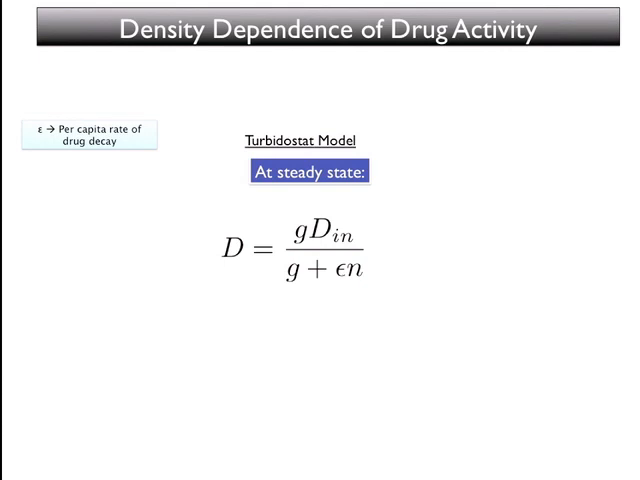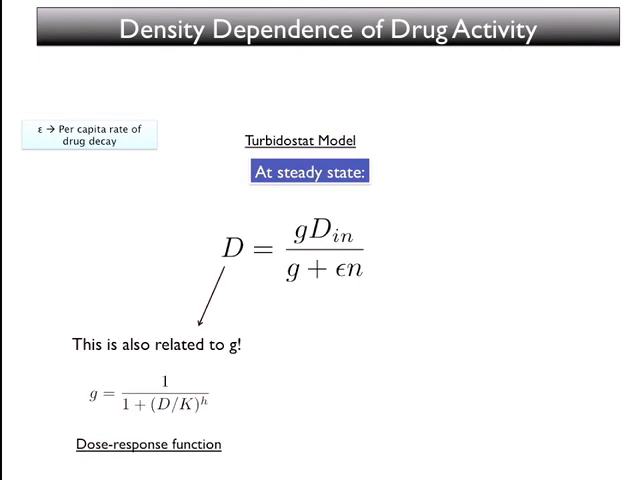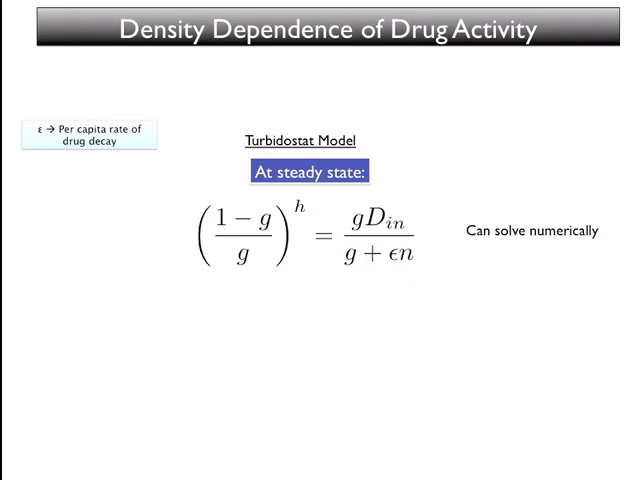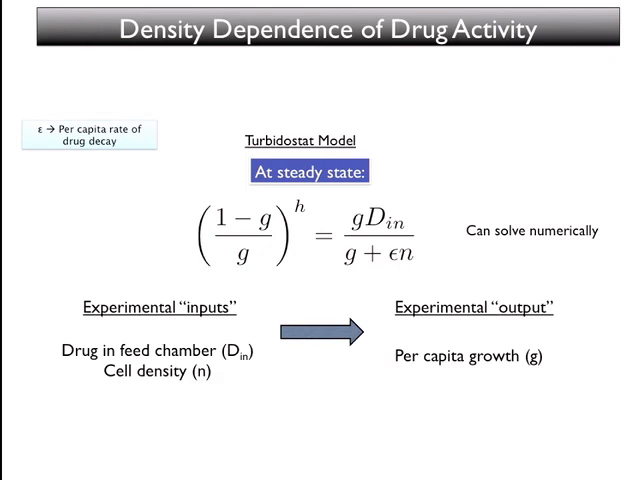We're not completely finished, though, because the drug concentration also feeds back on the growth rate. And that's something we can measure independently at very low densities. This is just a growth response curve measured at low densities. And so we can estimate what the shape of this function looks like. It typically looks like some type of sigmoidal binding function. We can invert that function, and now we get a nonlinear equation, so we can't solve it analytically. But the equation relates inputs, which are drug in the feed chamber, and cell density, to the per capita growth rate that we measure. And the only free parameter is this epsilon, which we can then estimate from our experiments.